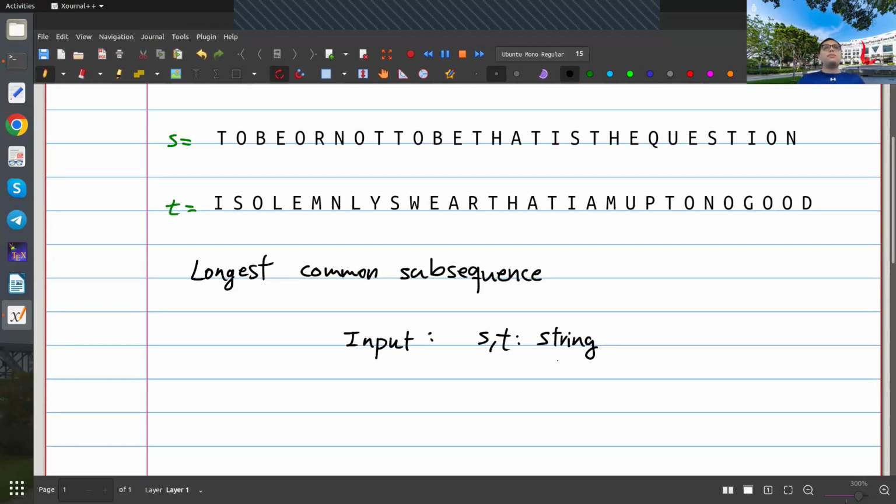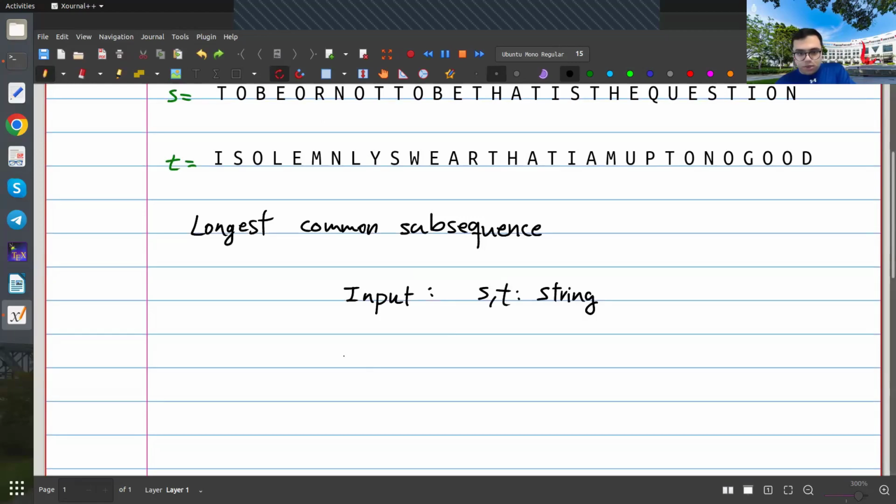Now, today we're going to distinguish between substrings and subsequences. So whenever I talk about a substring, it means it has to be contiguous. So for example, something like hat is a substring of S, but a subsequence doesn't have to be contiguous. So for example, BEHATIS is a subsequence, but not a substring of S. Okay. So I'm talking about subsequences first, which means that I get to take letters that are not next to each other. So my input is going to be just two strings.